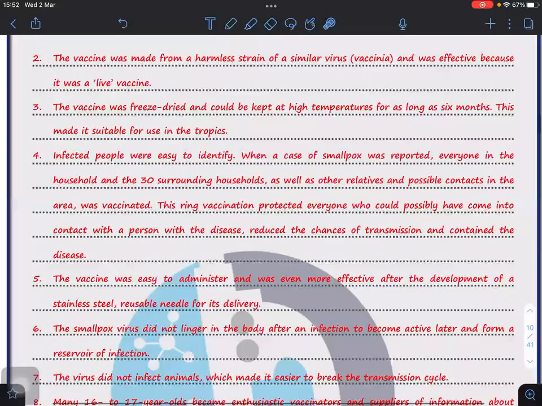Now, the vaccine was also made from a harmless strain of a similar virus and was effective because it was a live vaccine. I always say that if the vaccine is a live vaccine, when I inject it into a particular individual, it mimics a real infection, because the live microorganisms multiply in our body. So 1 injection is enough already. You don't need to get a booster.